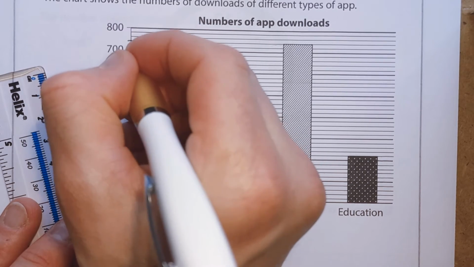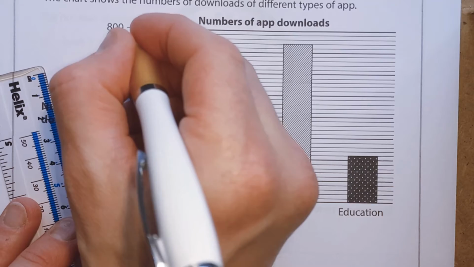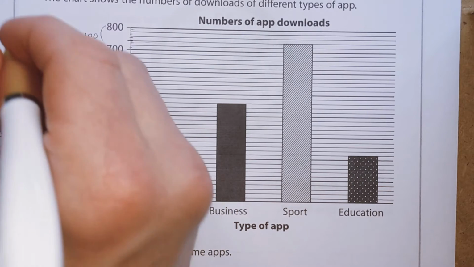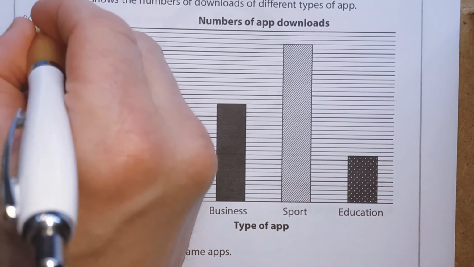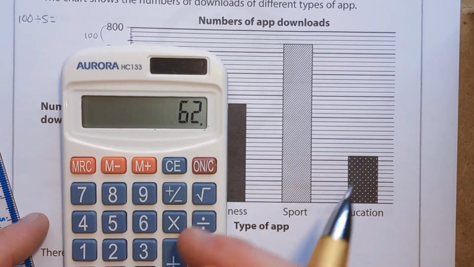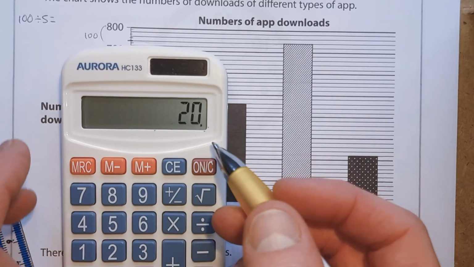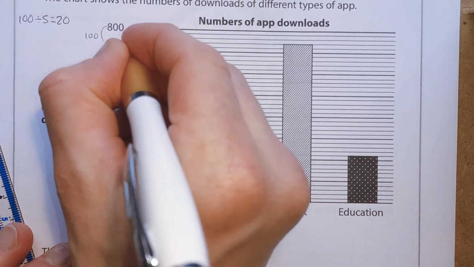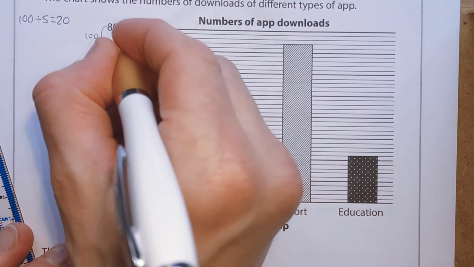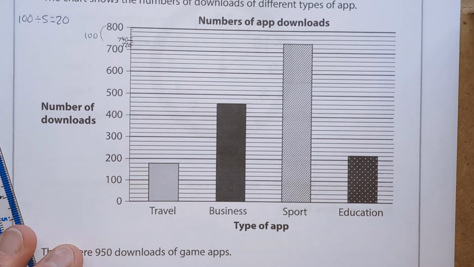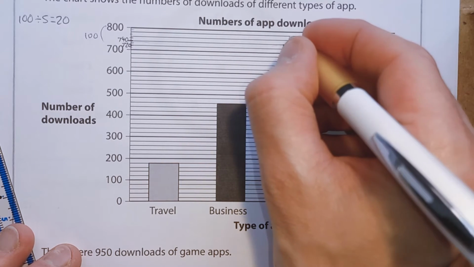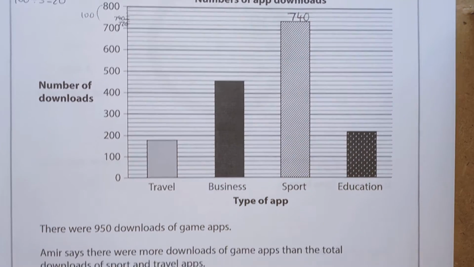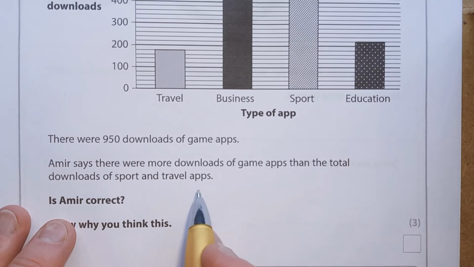Okay, what number is this? Well, here's 700, here's 800. It's split into 1, 2, 3, 4, 5 sections. And this difference is 100. So if we do 100 divided by 5, it will tell us what each of those little sections is worth, 20. Okay, so that means that that must be 720. Add another 20 on, that must be 740. Okay, so I'm going to write that up there.